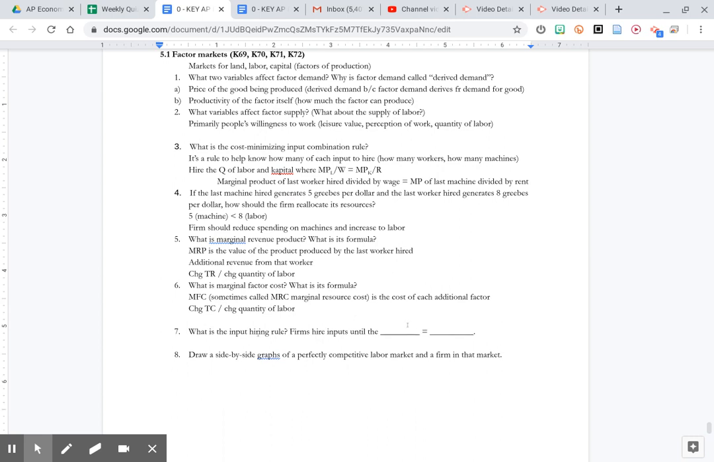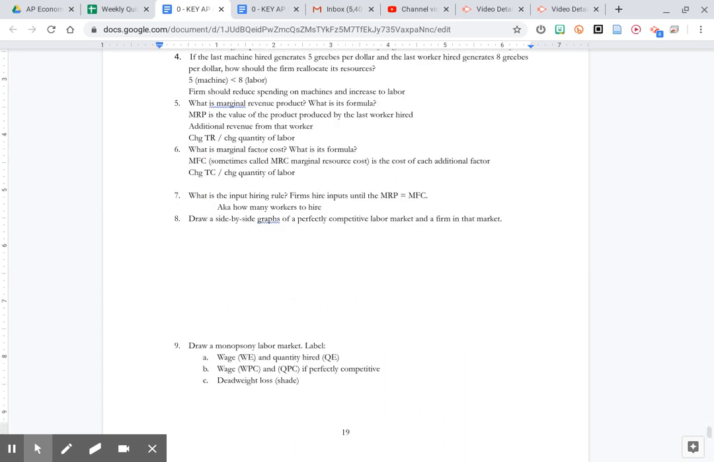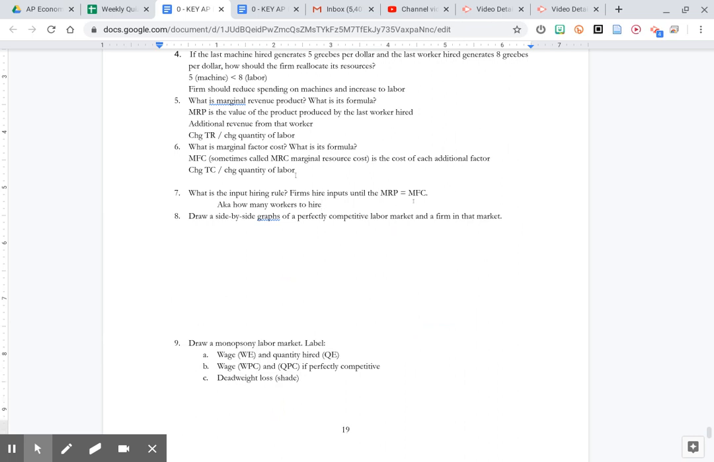The input hiring rule, also known as how many workers to hire, is quite simple then. It's actually just hire the firm's inputs until the MRP equals the MFC. And so this is our simple rule. Don't hire workers where MFC is bigger than the MRP. That would be silly. You would not hire a worker where they cost you more than they bring in.